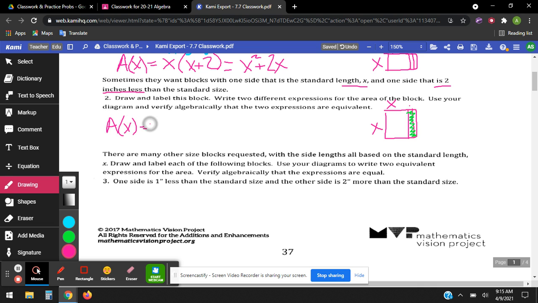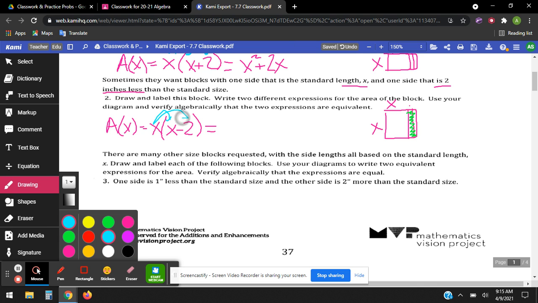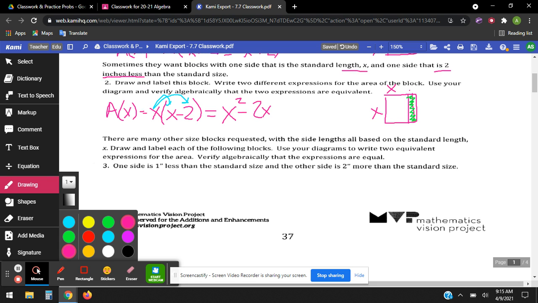Okay, so let's write what that looks like. So the area of x would be one side is x, the other side is 2 less than x. So that's one way of writing it. When I distribute, then I end up with x squared minus 2x. So that's how that area looks. Okay, let's look at the third one.